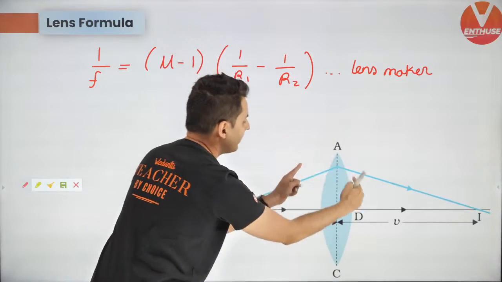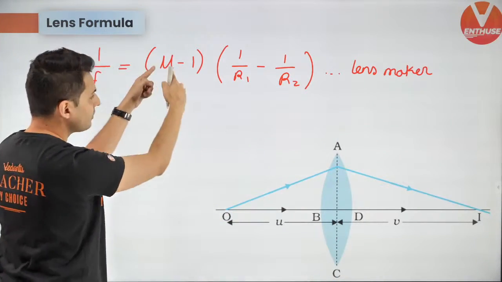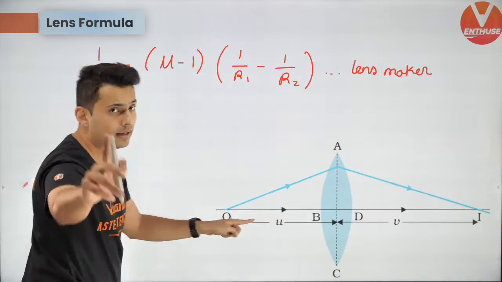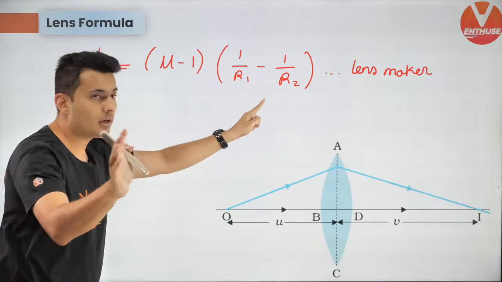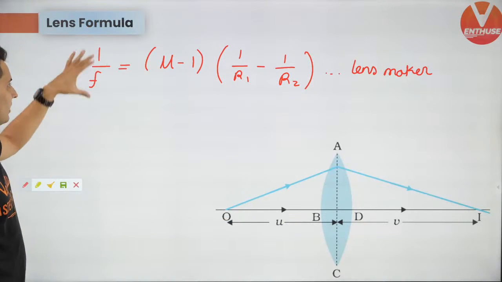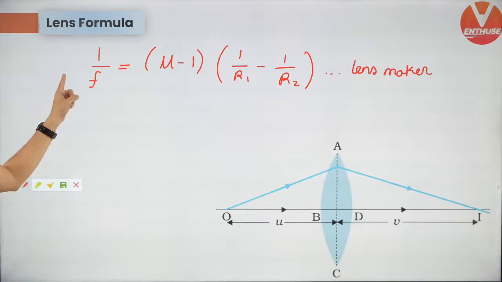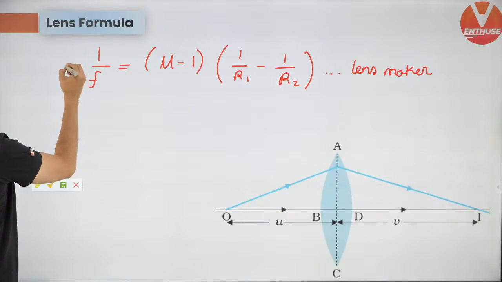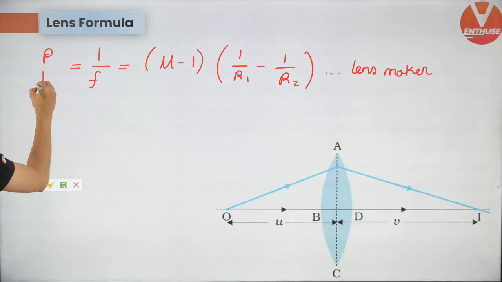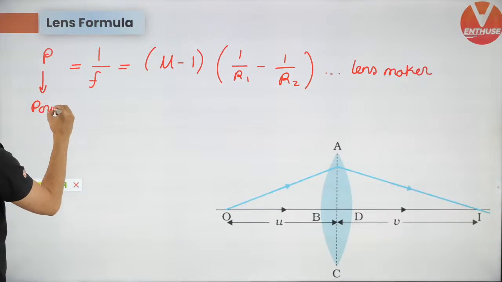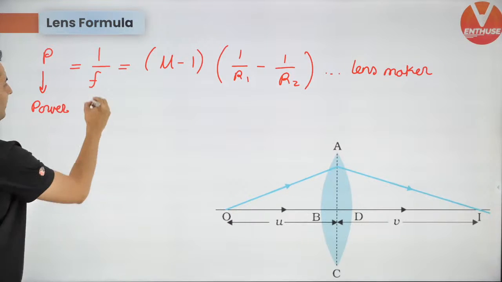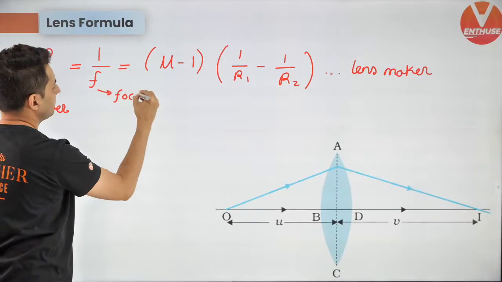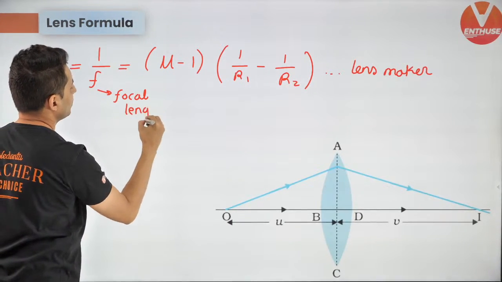If you know the radii of curvature and the refractive index of the material, this formula will give you the reciprocal of the focal length of the lens. I hope this is clear. And this 1/f is actually the power of the lens. This f is obviously the focal length.